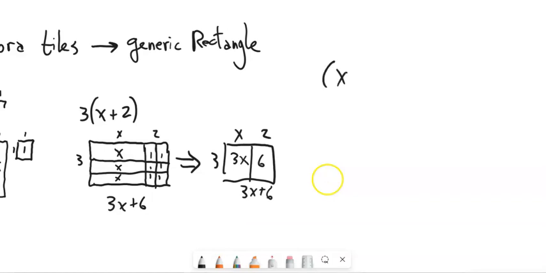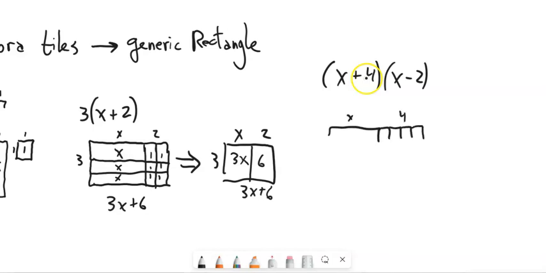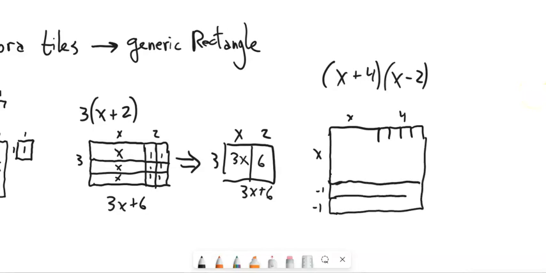Now I can do some other multiplications here. For example, if I had x plus 4 times x minus 2, say. If I was doing it with tiles, I would say, let's see, one of these sides is x plus 4, so this is x long. 1, 2, 3, 4, that's 4 long. This is x long, this side. And then this is negative 2, so I would say, okay, a negative 1 and another negative 1. Let me fill it in here, and then I'll worry about the shading because I have to deal with positive and negative values.